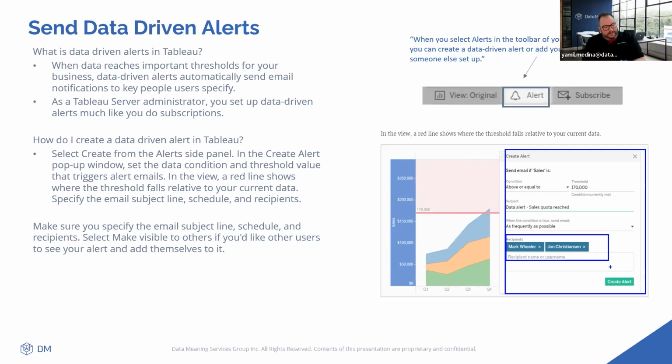You can create a subject. That's what I like a lot, because you can create a subject. You can create the frequency. When the condition is met, send an email as frequently as possible. You can set the condition. It can go up or it can go down. It's very easy and very useful.